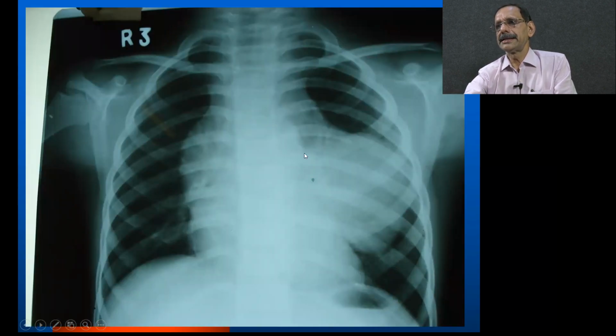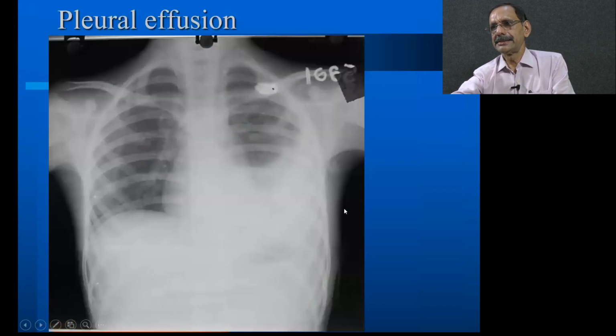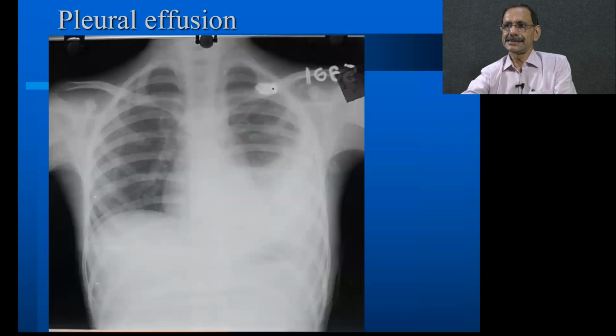This is again another round shadow here. Here there is something bulging out. So there is a mediastinal widening and a round shadow. In the lateral view, see, this is a round shadow. I said tumors are less likely in a child, but occasionally, yes.